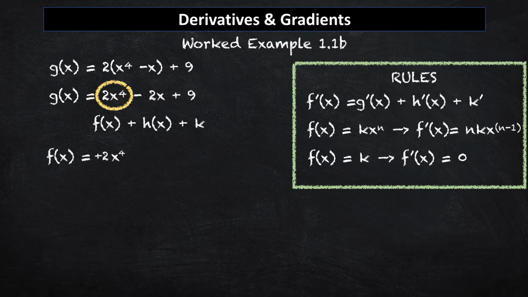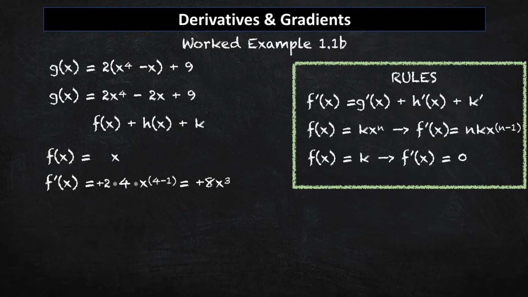So let's start with the derivative of the first function f, which is 2x to the power of 4. So its derivative is plus 2, which is our k, if we look at the second rule. And then we have n, which is 4, multiplied by x to the power of n minus 1, so 4 minus 1. And so the derivative of the function f is plus 8x to the power of 3.